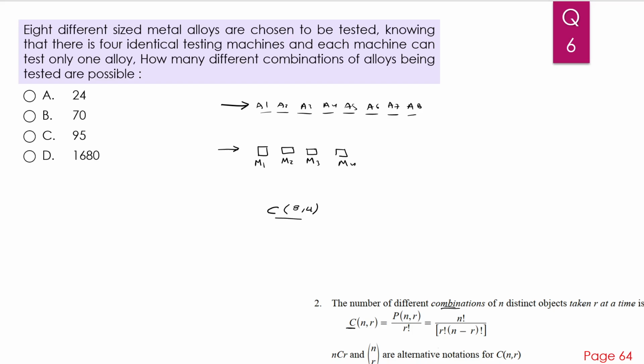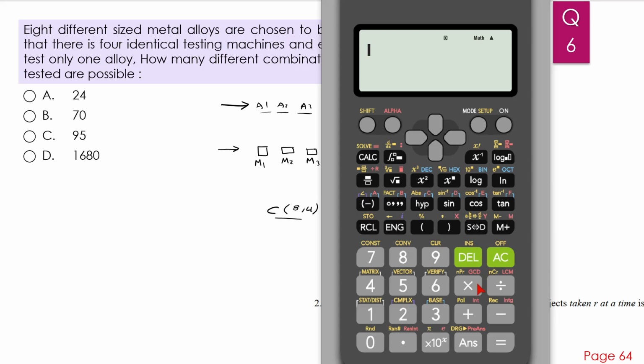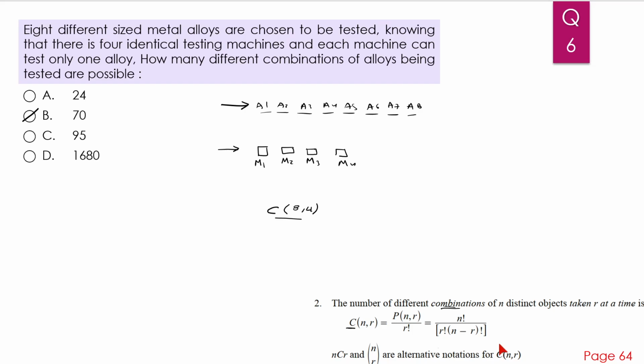Now, instead of using this formula, you can simply use your calculator for that, and you can see the notation for the permutation and combination in here. Simply, first you put the number of objects, so we have 8 objects, then shift, combination, then R, you are taking 4 at a time, equals, that means there are 70 different ways for combining these alloys.